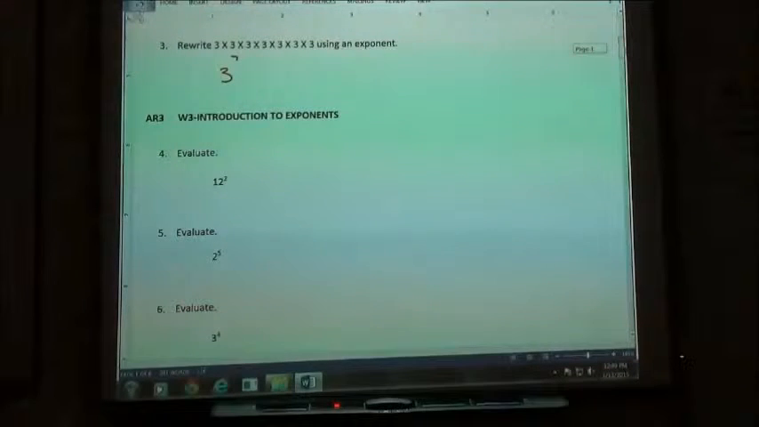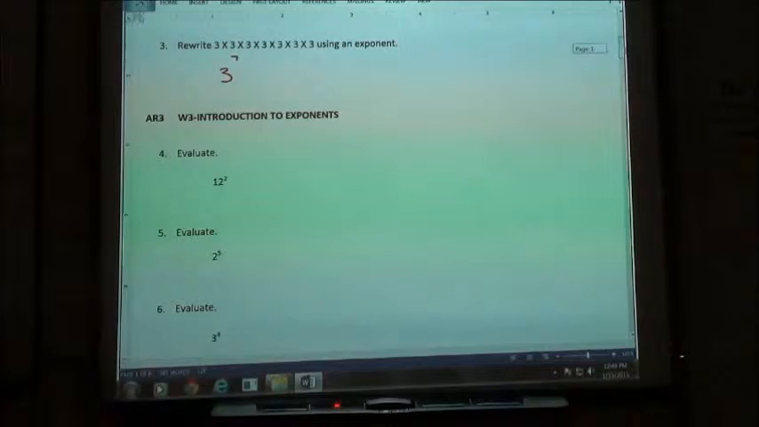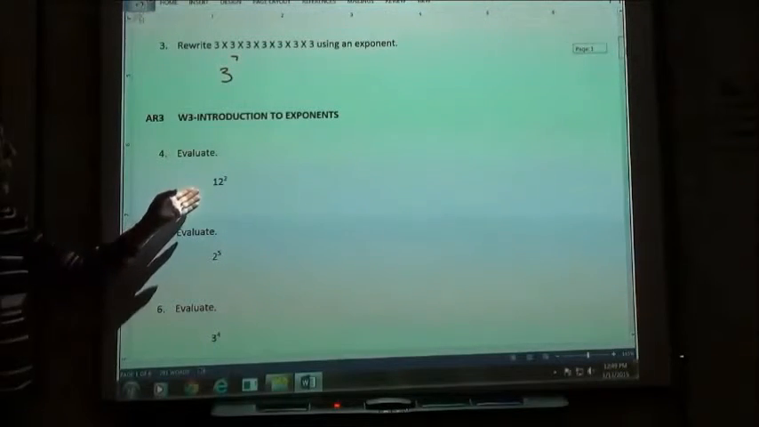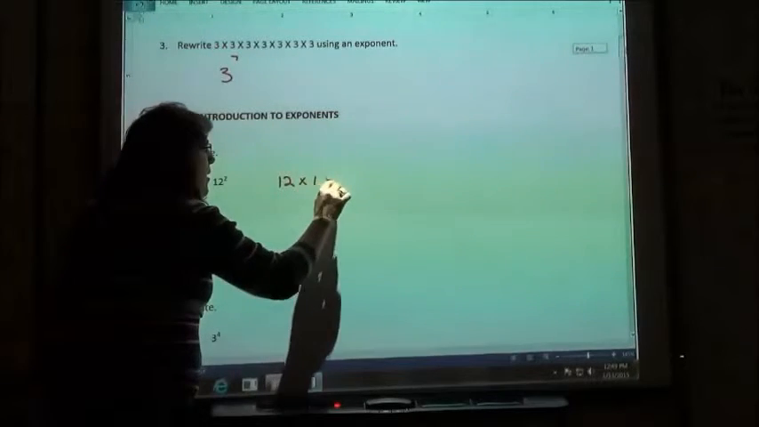is your exponent. So now we're going to evaluate expressions that have exponents. So 12 squared, what that really means is that you're doing 12 times 12.